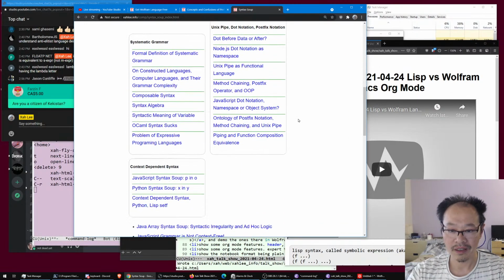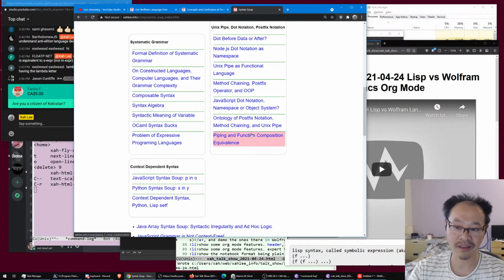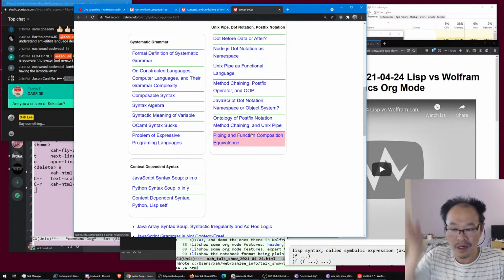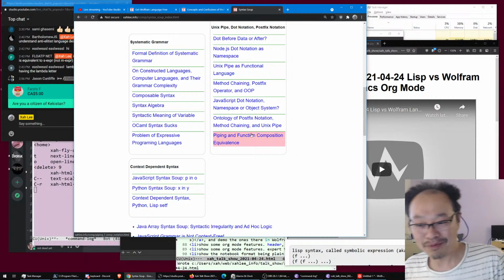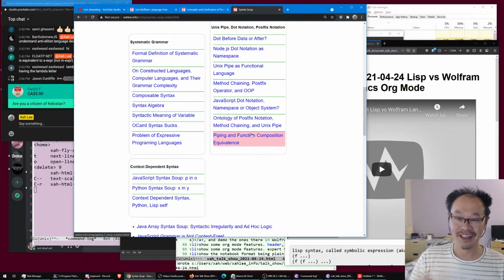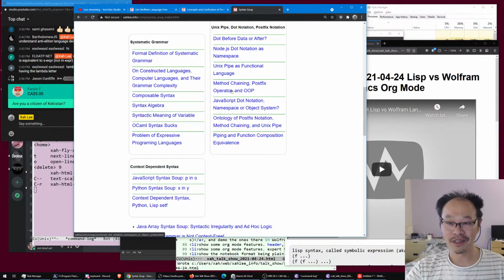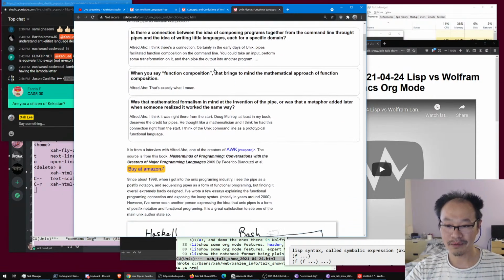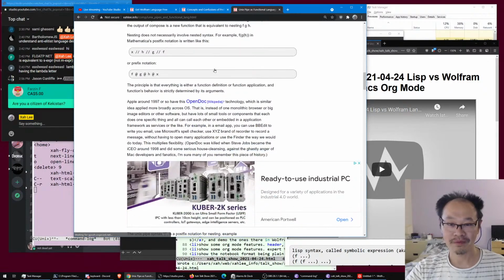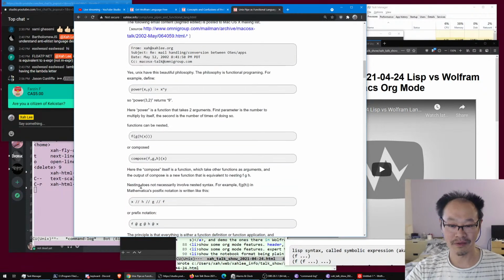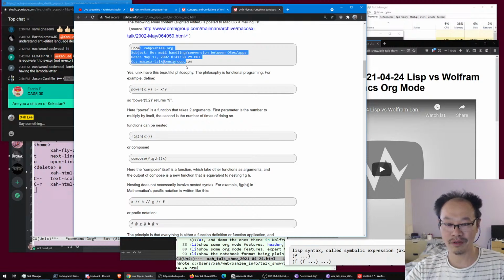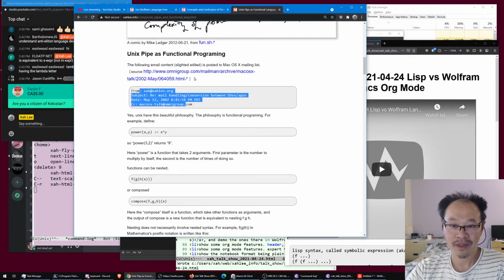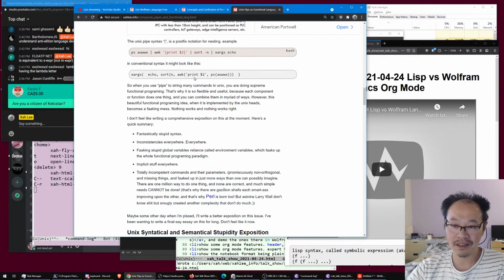The point I want to talk about is that I have 7 articles related to the pipe notation, because there's so much to dive into. For example, we talked about the Unix pipe. Let me show you some examples. You're familiar with the Unix pipe, right? I explained some of these things back in 2002. This was posted to the Mac mailing list.